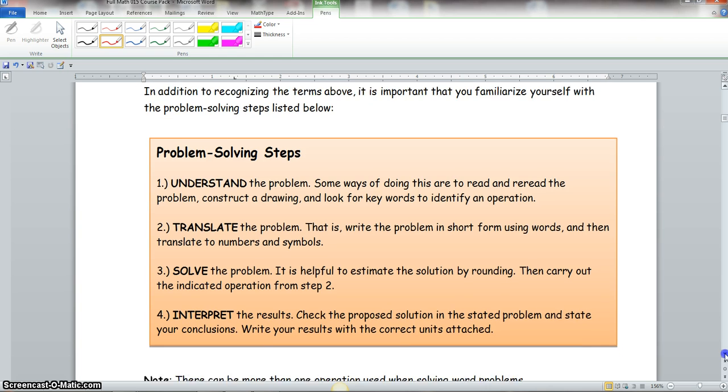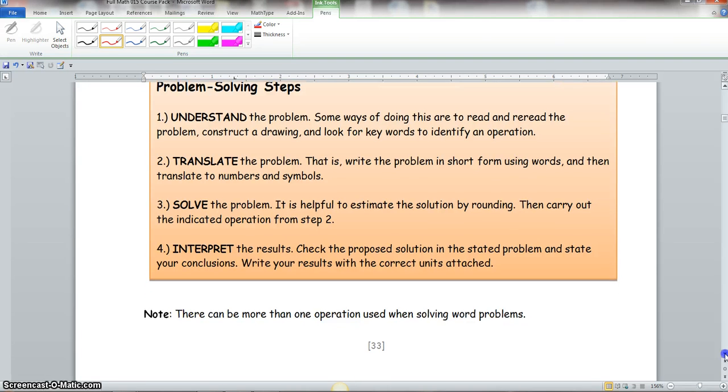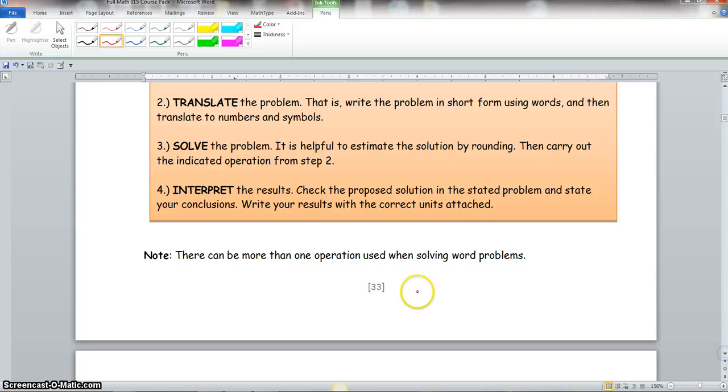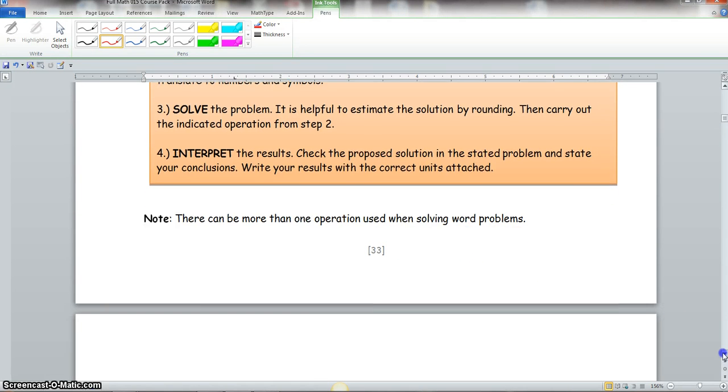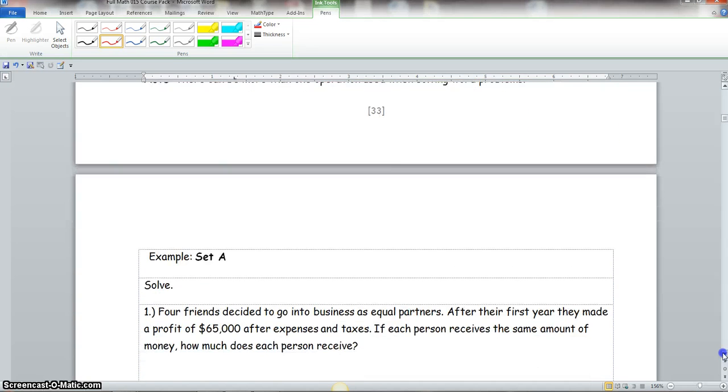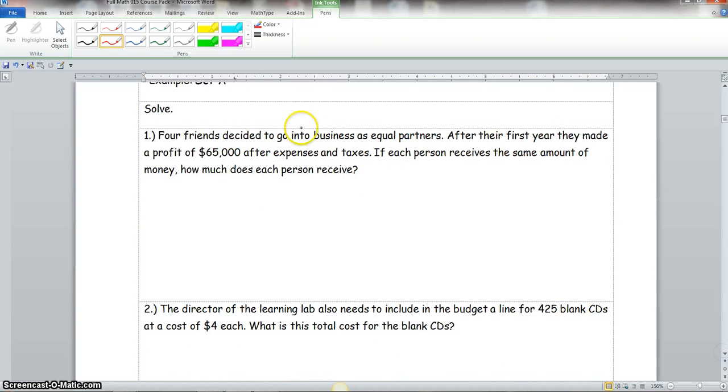Now we're going to take this and apply it. Note, there could be more than one operation used when solving word problems. Now, let's look at example set A. It says solve. 4 friends decided to go into business as equal partners. After their first year, they made a profit of $65,000 after expenses and taxes.